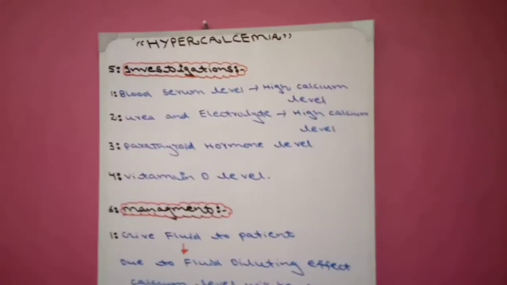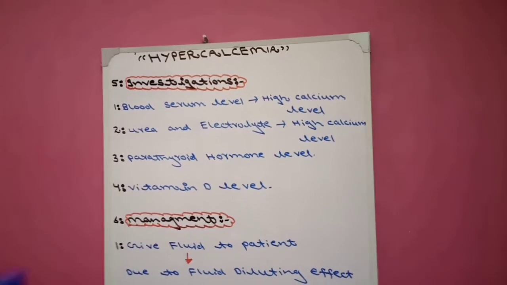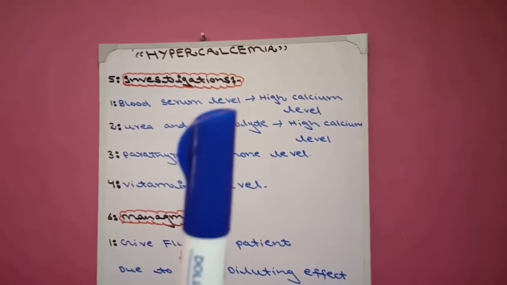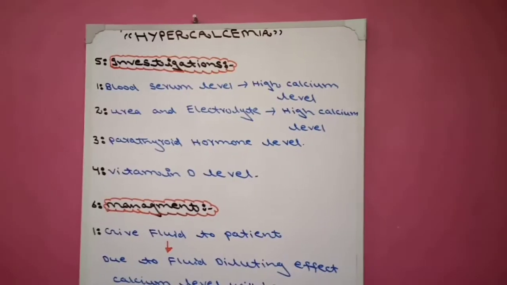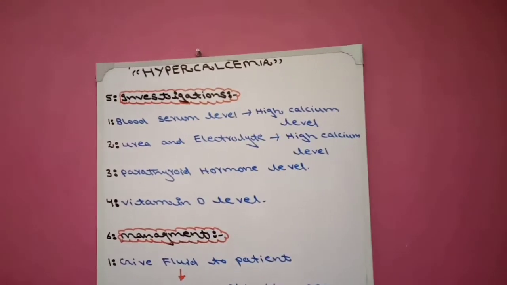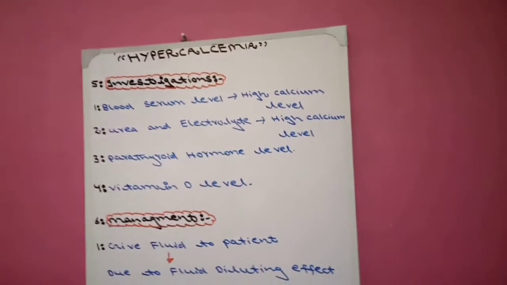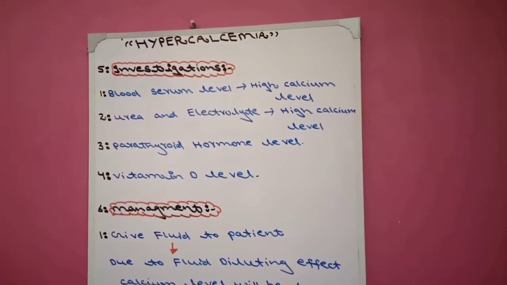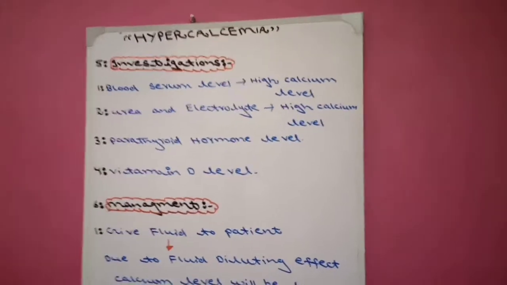Now we will study investigation and then management. Now investigation. In investigation, number 1, we do blood serum level. There are 4 investigations. The first investigation is blood serum level. When we do blood serum level of patient, the result will be high calcium level in hypercalcemia. Second investigation is urea and electrolyte. When we do urea and electrolyte level of hypercalcemia patient, there will be high calcium level.